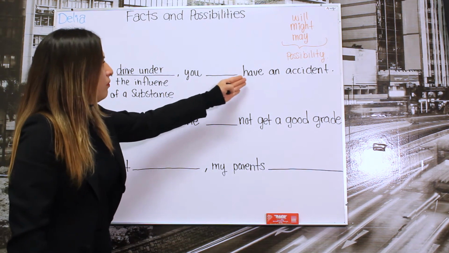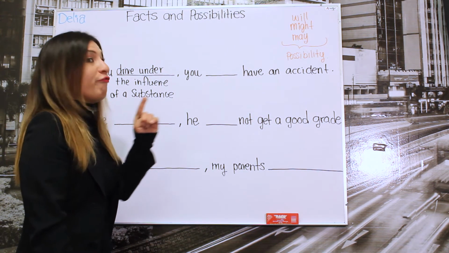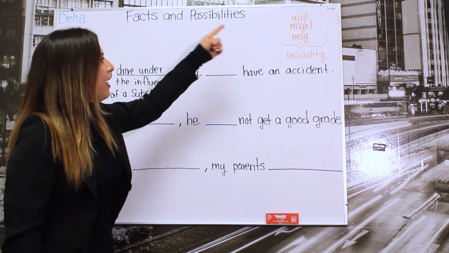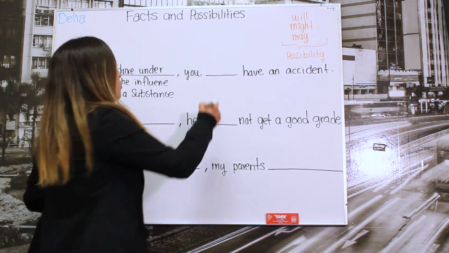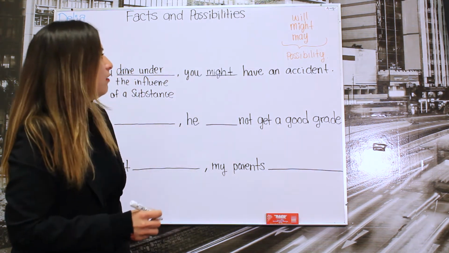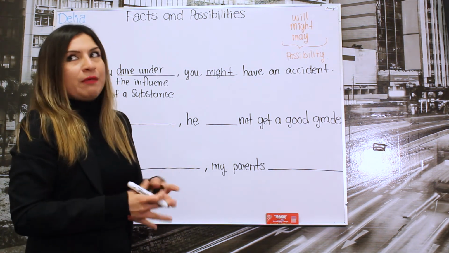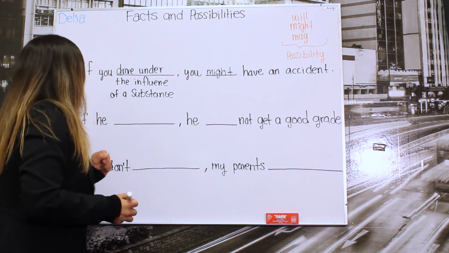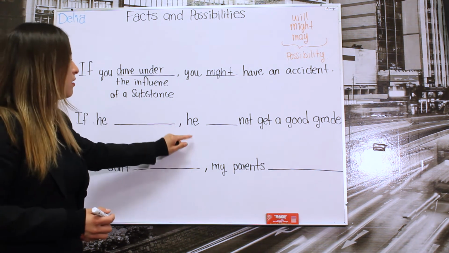You have an accident, but that is not exactly a fact. This is a possibility. So I can use one of these three helpers. Let's use remote possibility. You might have an accident. It's a possibility, not a fact. In this case, let's keep it in remote possibility with might. Alright, let's see the second sentence.